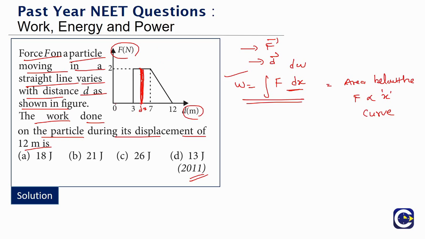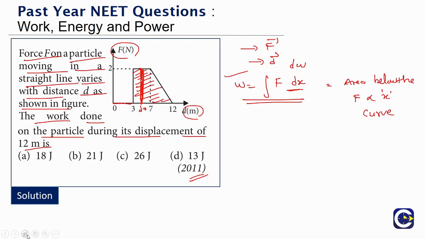If you observe it, from 0 to 3 the force curve is not there. Basically means it is coinciding with the x-axis. From 3 onwards it is starting, so suddenly it is reaching the value 2. From there it is maintaining constant value for some time, then it is decreasing. So the area below the curve is this. So we can see the area can be divided into two parts.